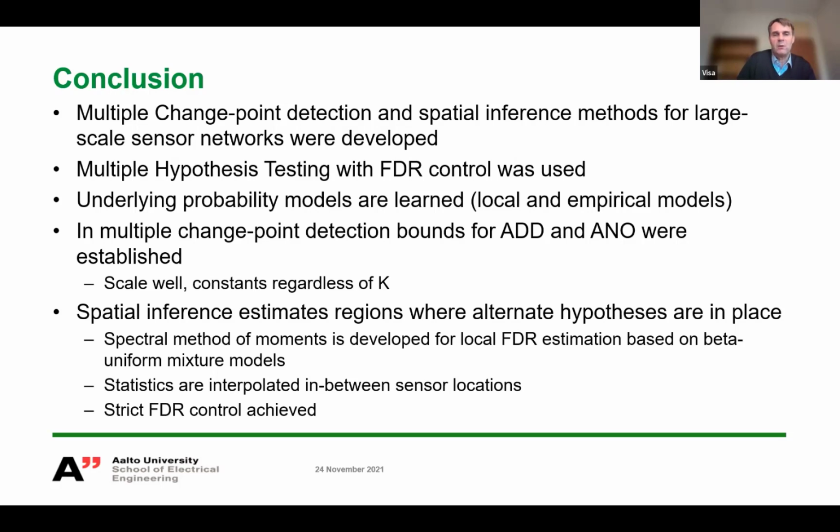It was very important here to be able to model the distribution of p-values accurately, and we used the spectral method of moments to estimate this local FDR based on beta-uniform mixture models. And then in order to characterize these regions, we interpolate these contextual local FDR values in between the sensor locations using kernel techniques. And again, here we achieved a strict FDR control. So that concludes my presentation.